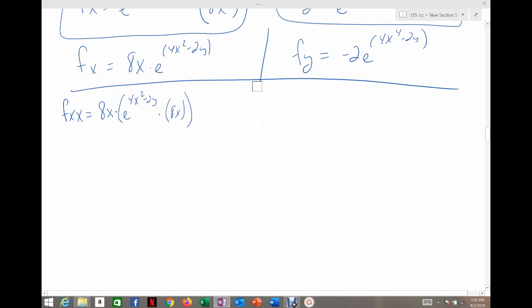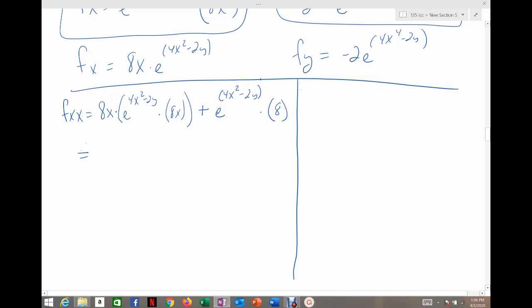Might need a little more room than what I gave myself. This is the derivative of the e term, right? Which again is that same expression I get up there. Plus the second times the derivative of the first, which is 8. So it's up to you. You can leave it or simplify it. I'm going to simplify it just because I think it's good practice.